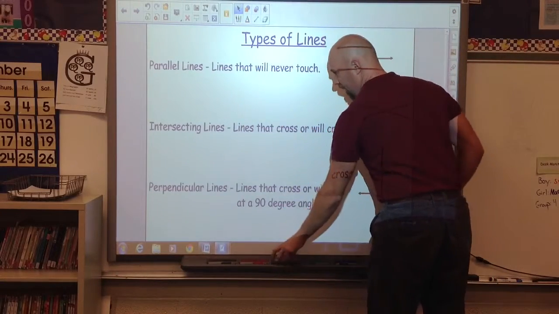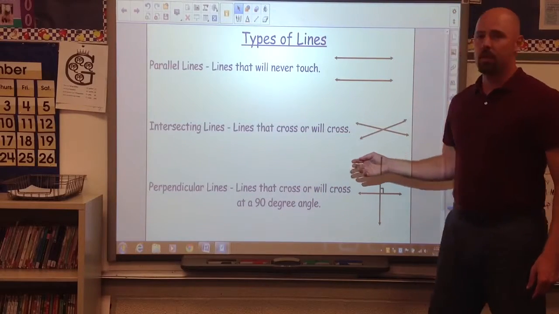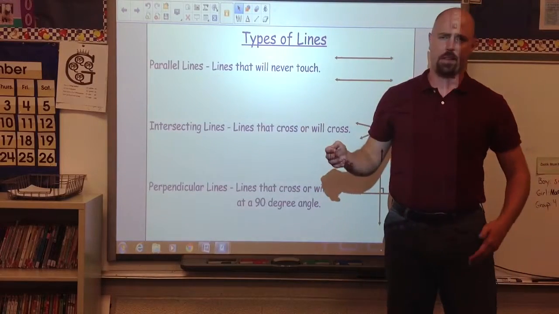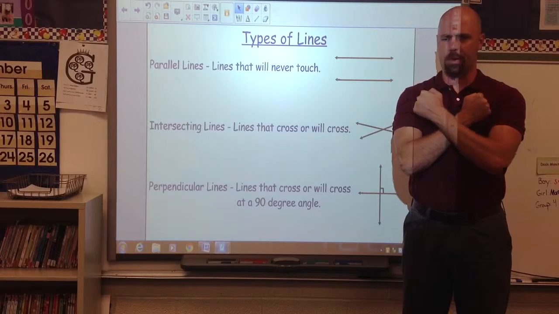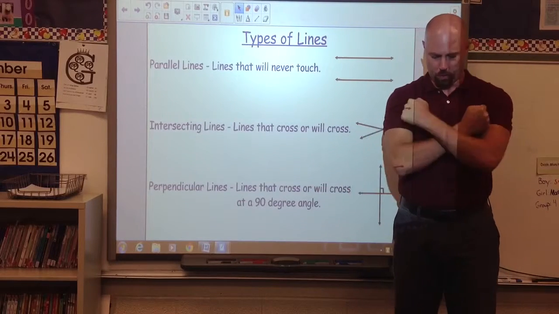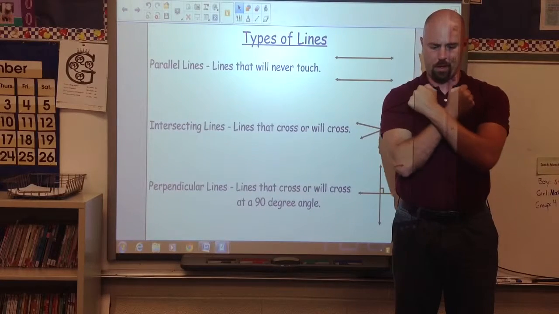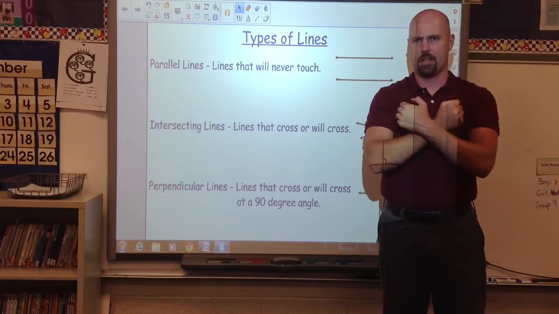The next type of line we have are intersecting lines, and these are lines that cross, or lines that will cross. Just like I showed you before, those would end up being intersecting lines. So I always tell the kids, I call it the Wolverines, like the superhero. So he holds his claws up like this. So here's our Wolverines right there, our lines that will cross. And they can cross at any angle I want. They can cross like this, they can cross like this, they can cross like this. As long as they cross, they are intersecting lines.